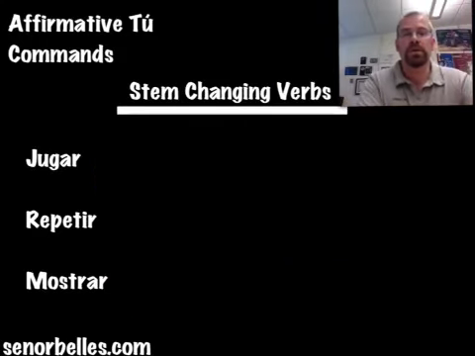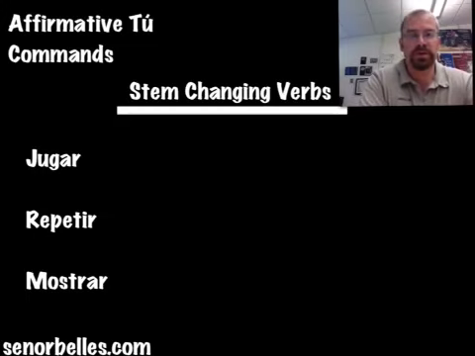Okay, so right now we're going to look at how to do stem-changing verbs or boot verbs in the present tense for affirmative tú commands. So jugar means to play, and the U changes to a UE. Repetir obviously means to repeat, and the second E changes to an I. And then mostrar means to show, and the O changes to a UE. So the rule I said earlier about how you just put the verb in the he, she form in the present tense works the same here with boot verbs or stem-changing verbs.